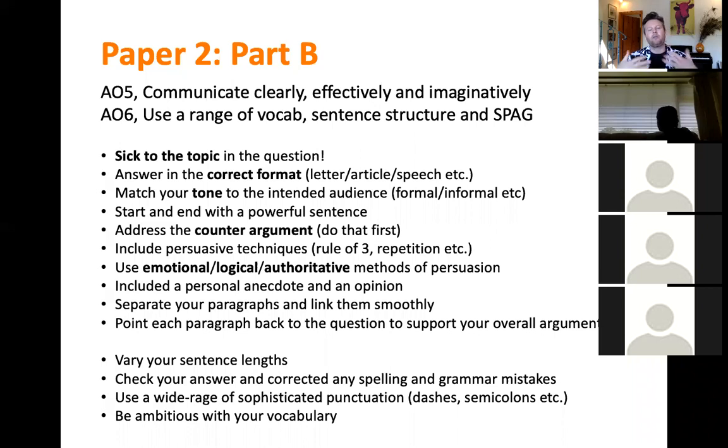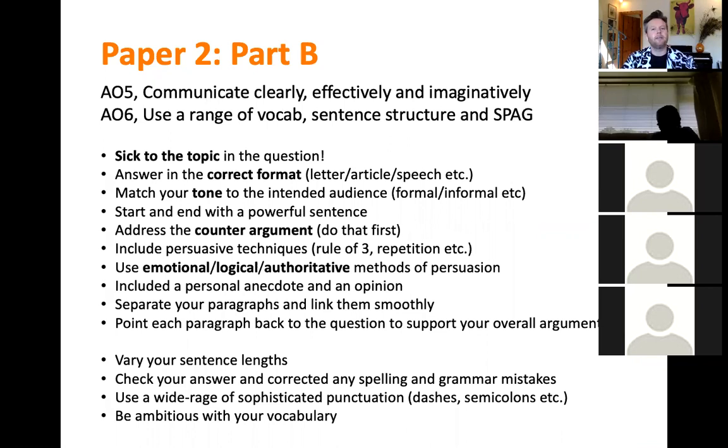The other thing is to start and end with a powerful sentence. So as soon as your examiner looks at your answer, they can read the first sentence and they know exactly where you stand on this. You can even be a bit playful with it. And without going over the top, you can start, for instance, your letter with, I'm outraged by ... or I read your piece last week and I was absolutely furious, or something, without getting too hyperbolic about it.